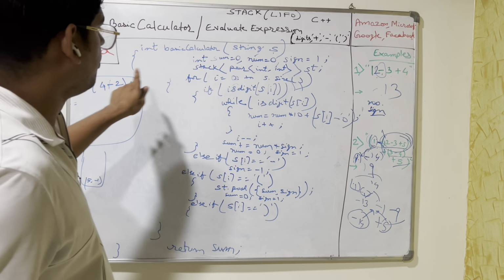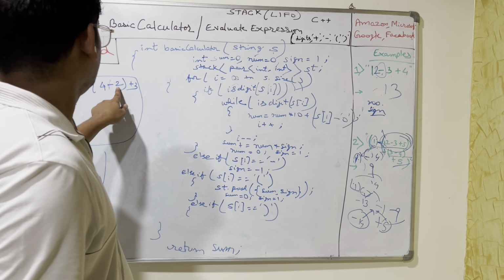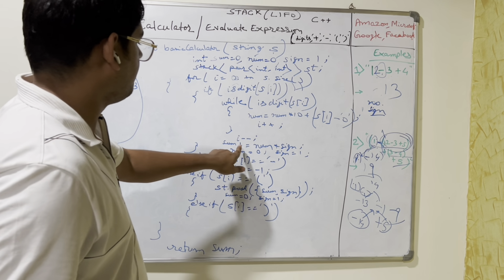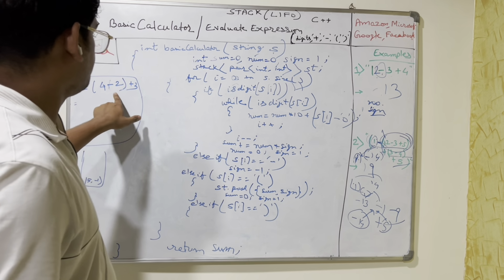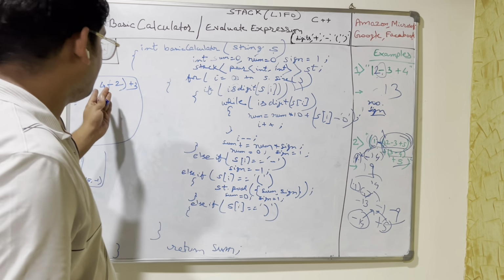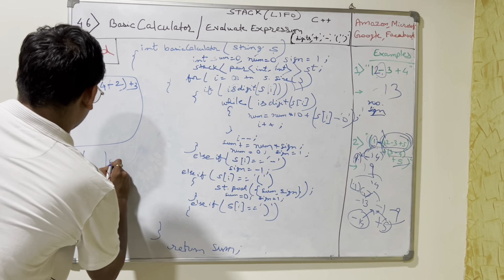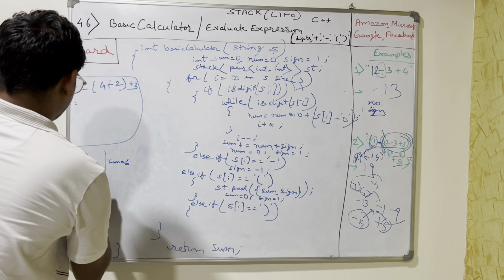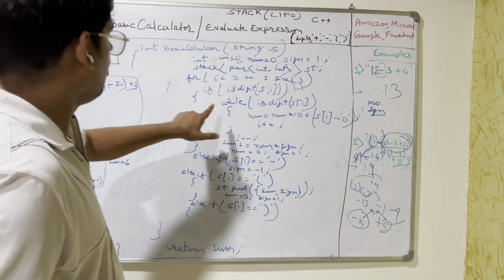So 4 comes, 4 will be here, then plus is there, we don't have any problem. Again, when 2 comes, sum plus whatever the previous sum was, num into sign, 4 plus 2, we'll have the value as 6. Now we have the sum as 6, and previously we have 5 and -1 in the stack. So we calculated this 4 plus 2 over here.